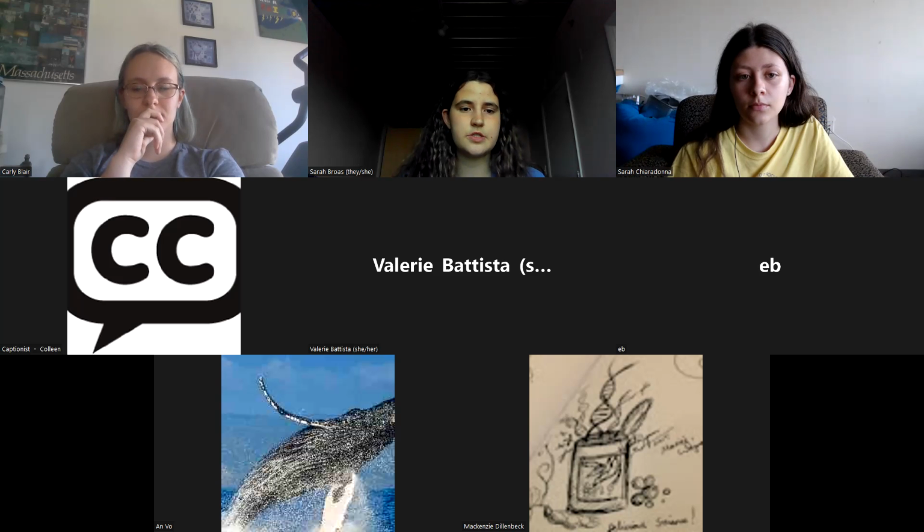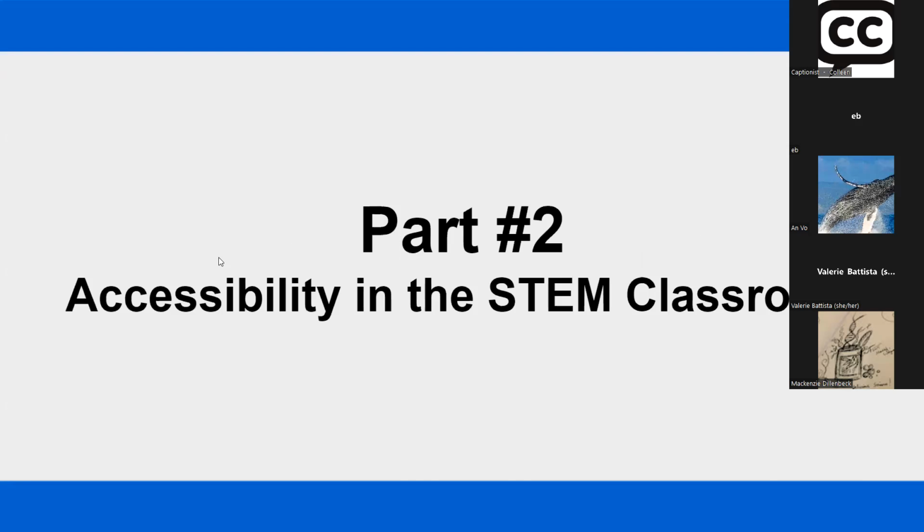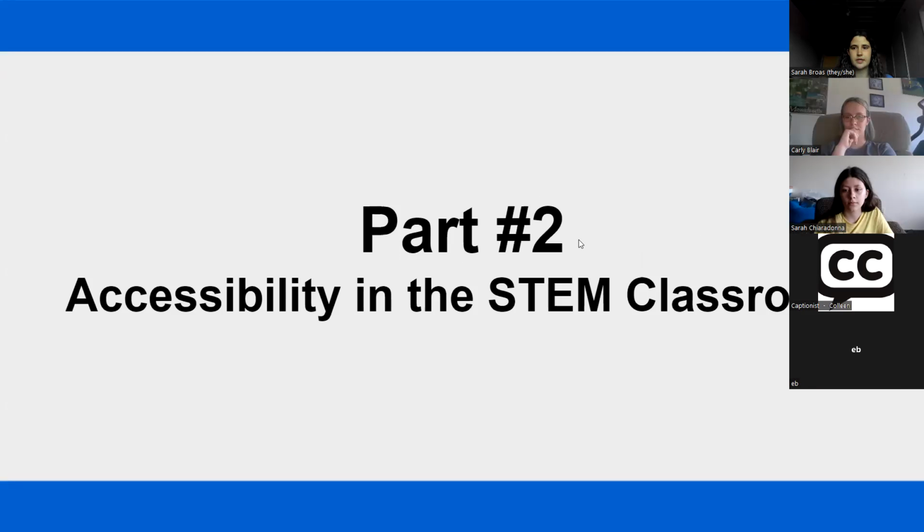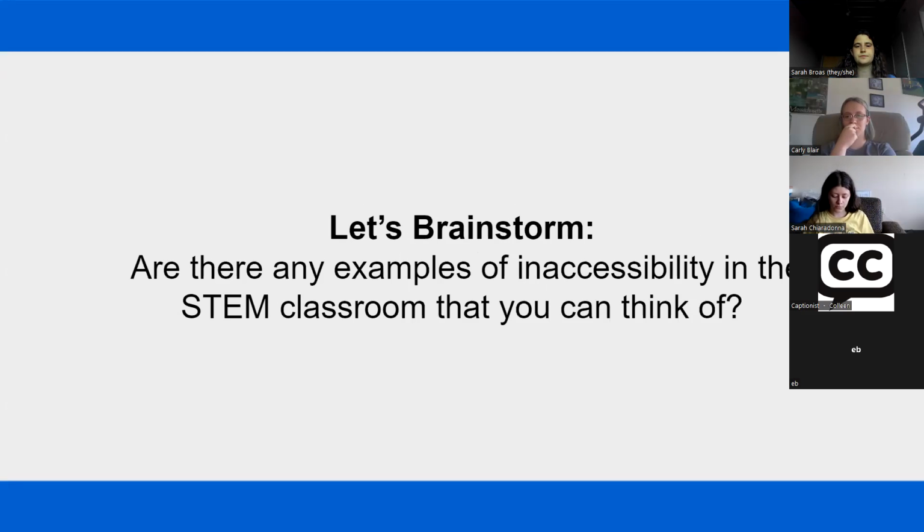So I'll go back to sharing my screen. That was the first part. Since we'll be talking a ton about accessibility, I wanted to give an overview of those two approaches. Now we'll be jumping into actually tackling what accessibility looks like in the STEM classroom. So I wanted to start with a question. Are there any examples of inaccessibility in the STEM classroom that you can think of currently?